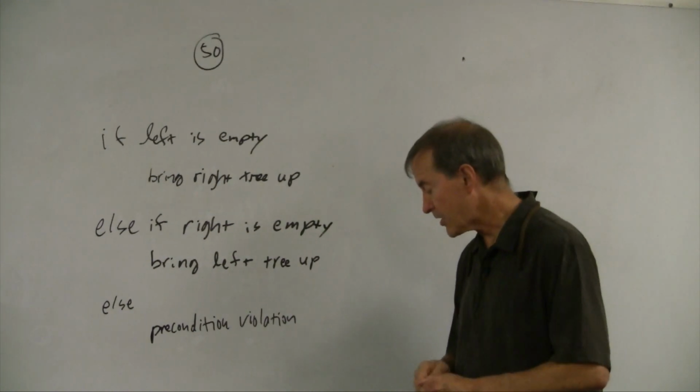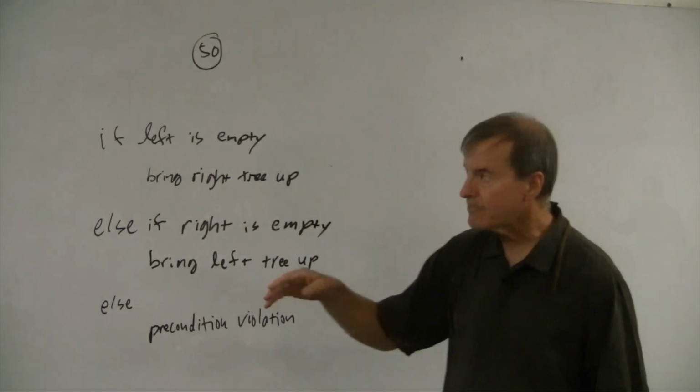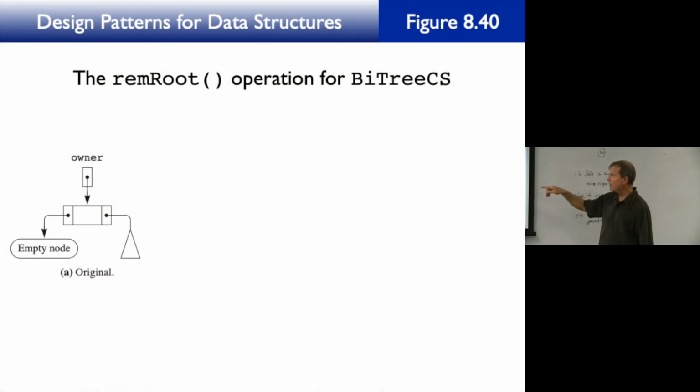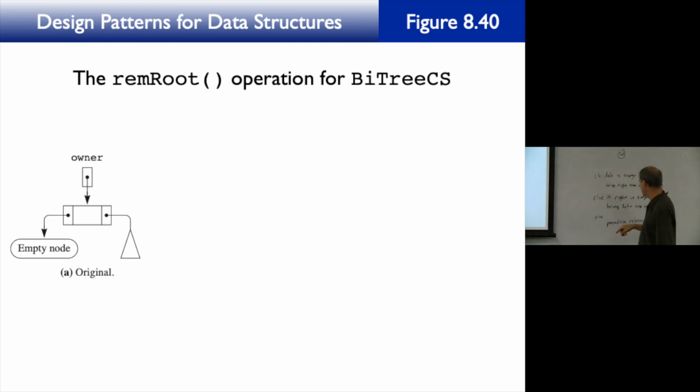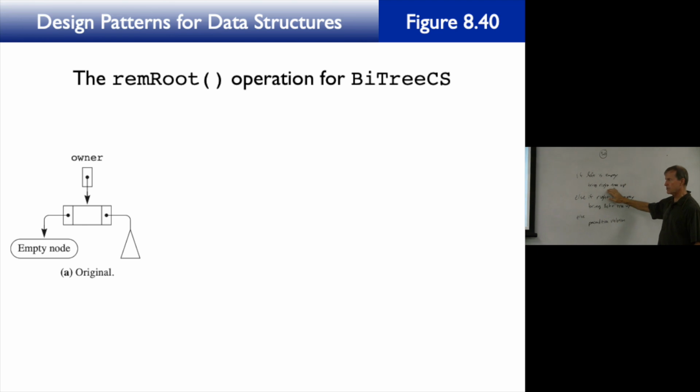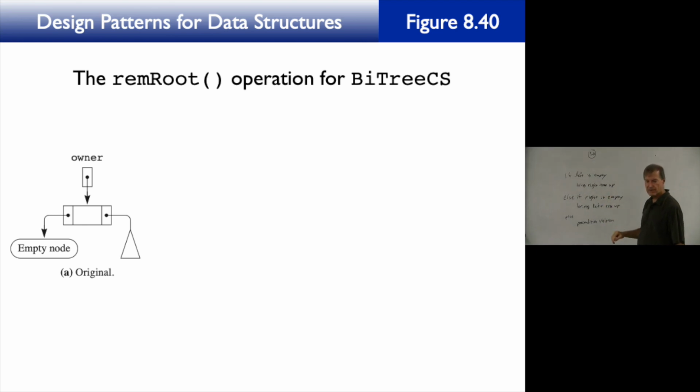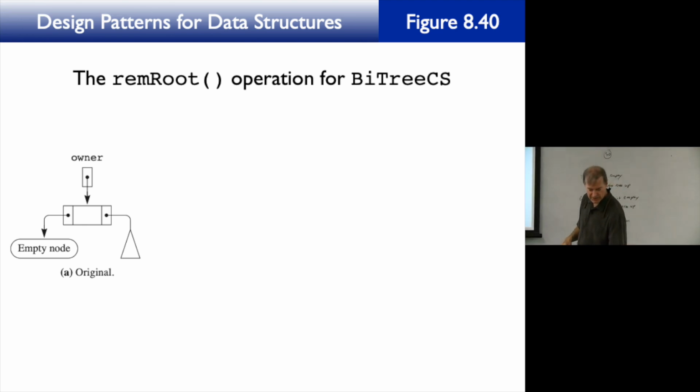So now the question is, how do you bring a tree up? How do you bring one up? What I have here in figure 8.40 is, suppose we're in the situation where we want to bring the right one up. So this would be what we're doing in this situation, the figure. So if this is the original tree, how do we do that?